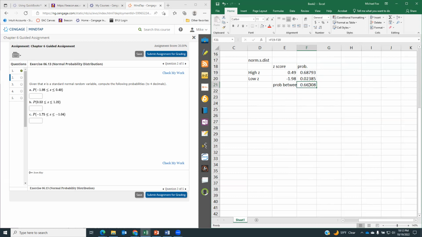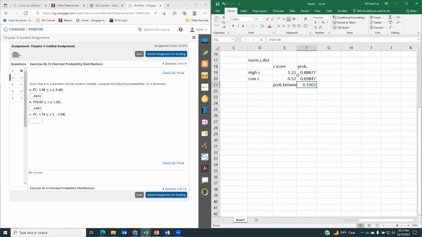And then this wants me to do it to 4 decimals. So I'll do that. The reason I set it up like this is because now I have a little calculator for myself. And all I have to do is update my z-score. So on B, my high z-score is 1.22 and my low z-score is 0.52. And now I see my probability between is positive 0.1903. Probabilities are always positive. Remember, they're between 0 and 1.